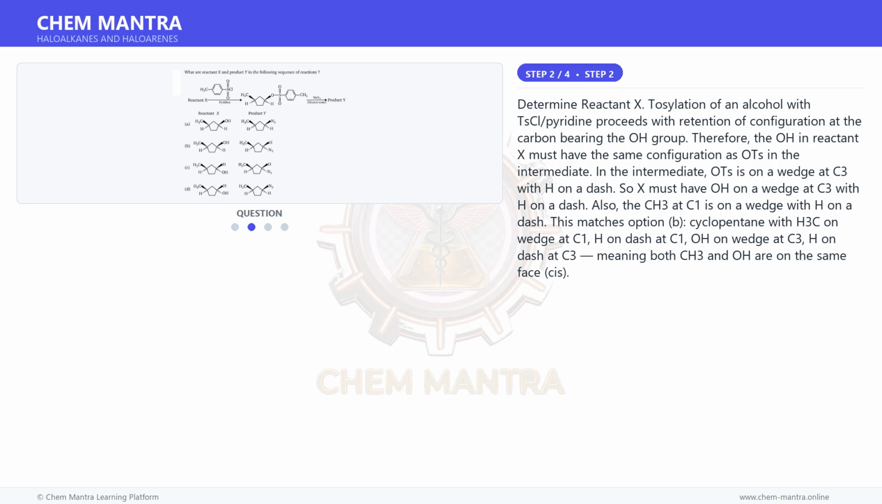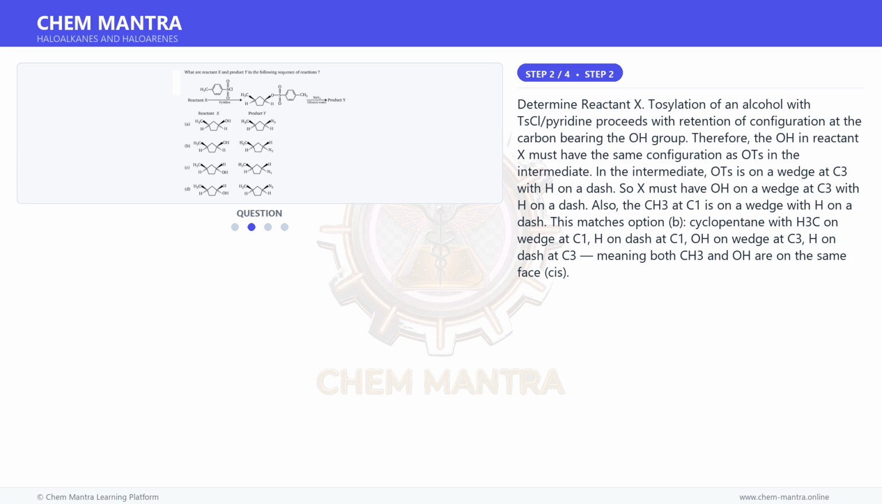Determine reactant X. Tosylation of an alcohol with TsCl and pyridine proceeds with retention of configuration at the carbon bearing the hydroxyl group. Therefore, the hydroxyl group in reactant X must have the same configuration as OTs in the intermediate. In the intermediate, OTs is on a wedge at C3 with H on a dash. So X must have O on a wedge at C3 with H on a dash. Also, the CH3 at C1 is on a wedge with H on a dash.